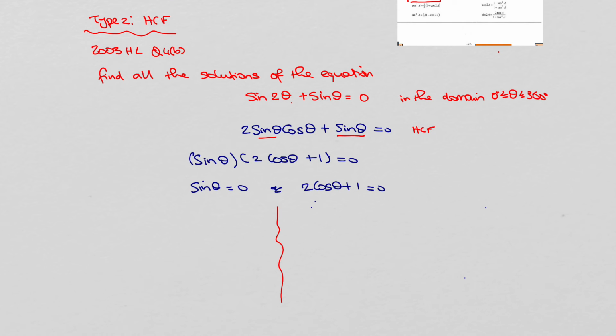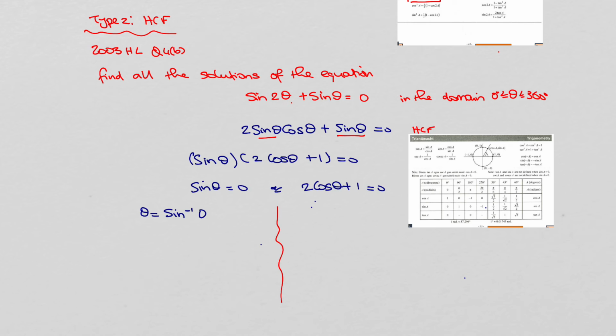So if we work with sine theta equals 0 first, that means that theta must equal sine inverse of 0. And you can, of course, use your calculator, making sure it's in degrees, because we're given our domain up here in degrees. That's really important. So the answer has to be in degrees. It could be given to us in radians, but here it's degrees. And we're looking for sine inverse of 0.